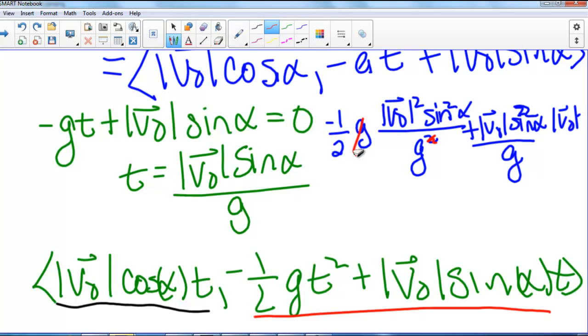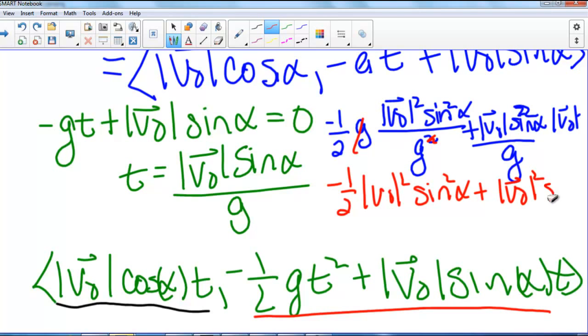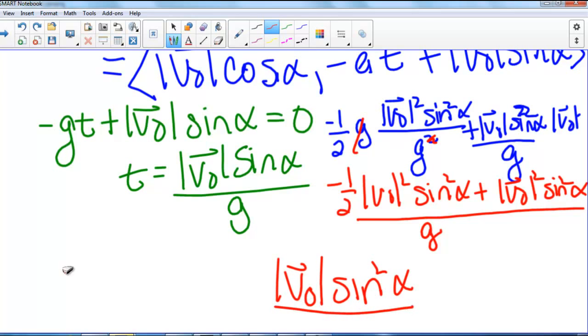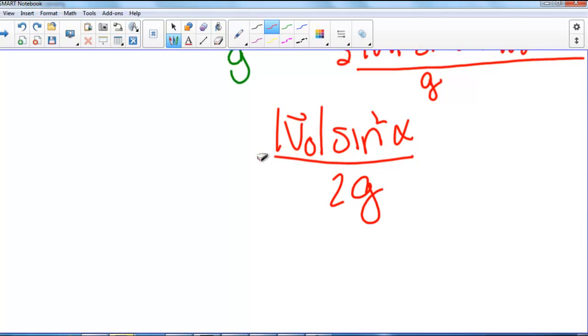One of these cancels there. We get negative 1/2 times v naught squared sine squared alpha plus v naught squared sine squared alpha, all over g. So that gives us magnitude of v naught squared sine squared alpha over 2g. And that's going to be our maximum height.